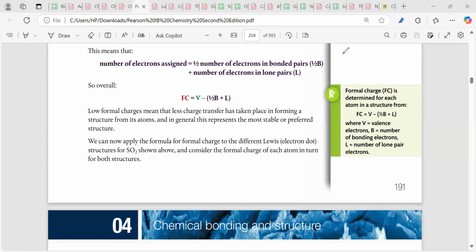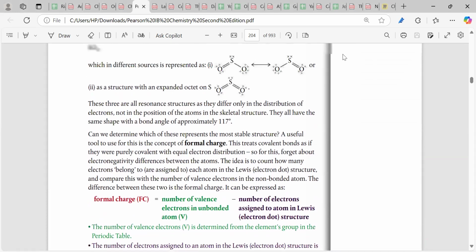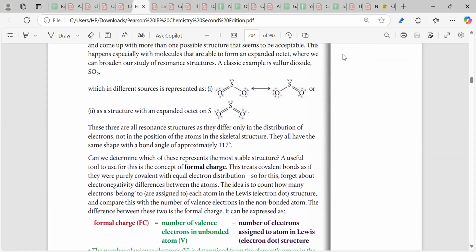When we talk about formal charges, why do we need them? First, you have to understand why we need formal charges. We need formal charges whenever there's more than one structure of a compound. Is it clear?